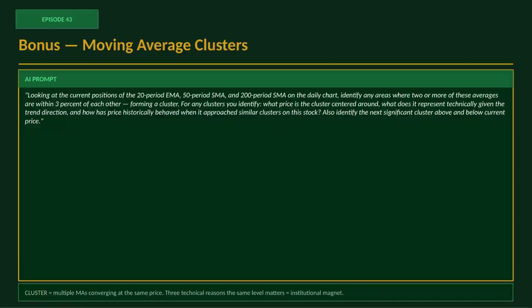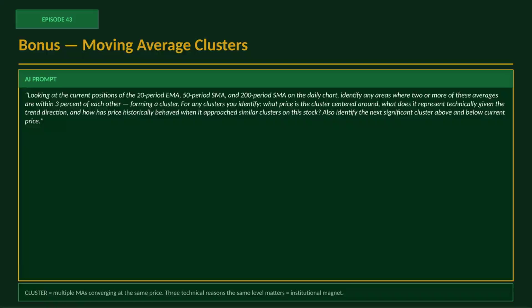Use this prompt, looking at the current positions of the 20-period EMA, 50-period SMA, and 200-period SMA on the daily chart. Identify any areas where two or more of these averages are within 3% of each other, forming a cluster. For any clusters you identify, what price is the cluster centered around? What does it represent technically given the trend direction? And how has price historically behaved when it approached similar clusters on this stock? Also identify the next significant cluster above and below current price.